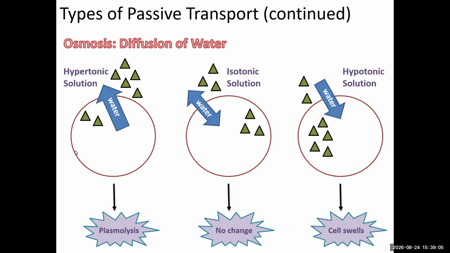Okay, so this circle is the cell. Think of this maroon colored boundary. That's going to be the plasma membrane. And so in a hypertonic solution, focus on the word hyper. If you say, man, I'm feeling hyper right now, that means you have more energy than usual. So a hypertonic solution is going to have more solute compared to the cell.